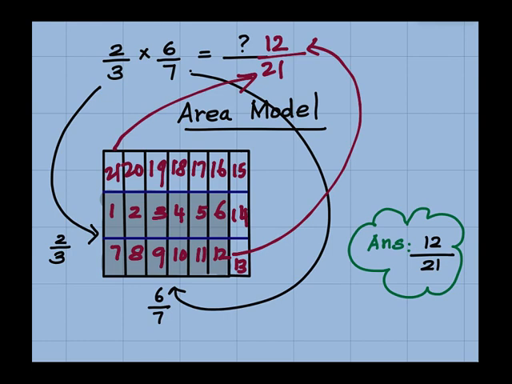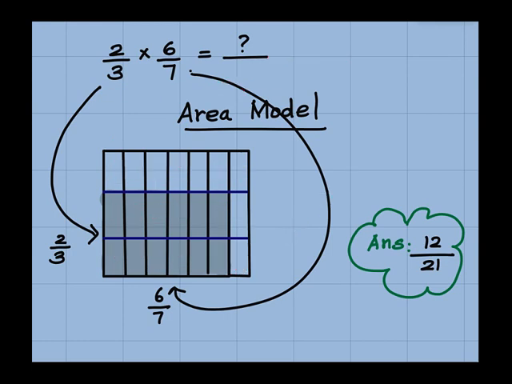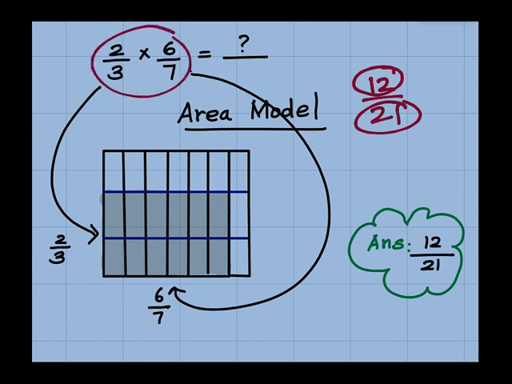So, the shaded part, 12/21 is the answer. The shaded part is 12 and the total number of boxes is 21. So, 12 shaded boxes by total number of boxes 21. So that is the area model for this question.